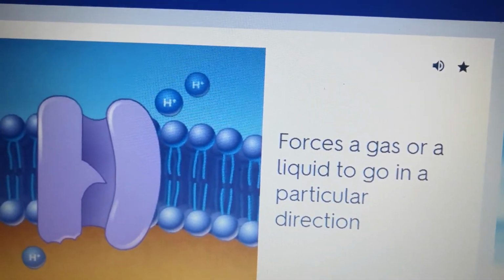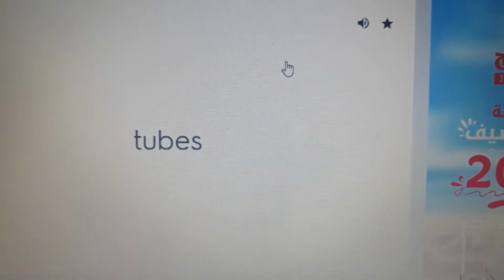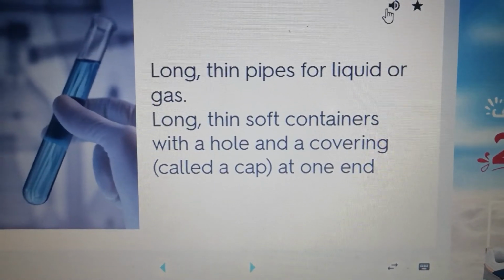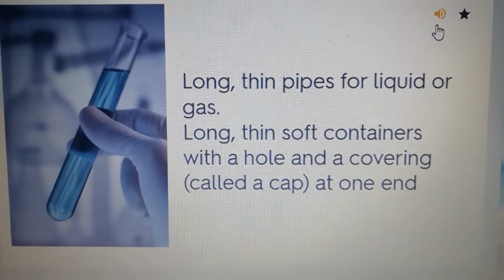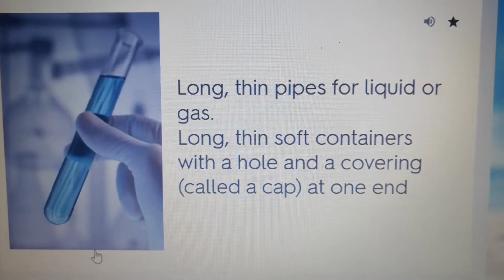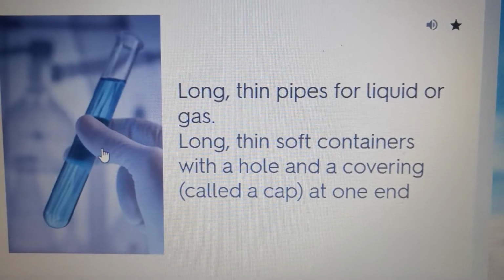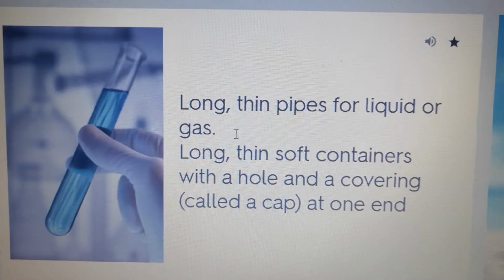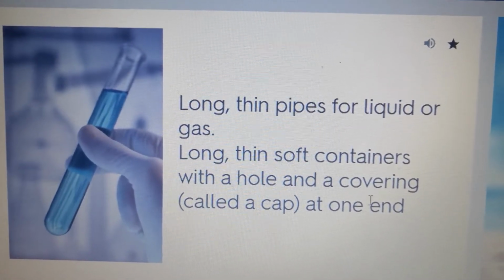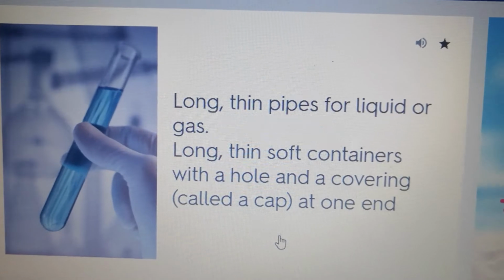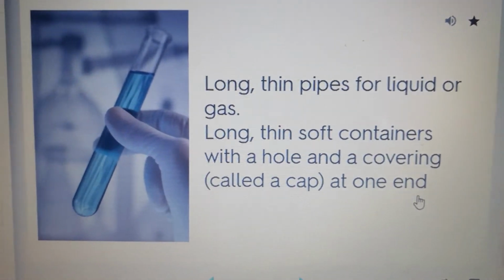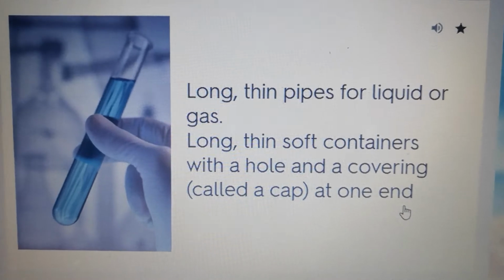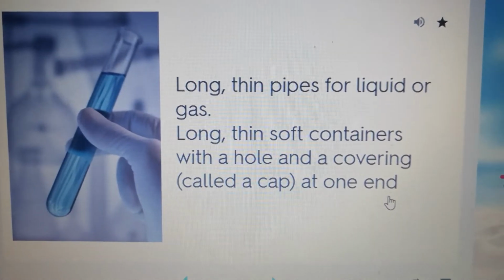Next word. Tubes. What is tubes? Long, thin pipes for liquid or gas. Or long, thin, soft containers with a hole and a covering at one end. We can usually find this in the laboratory. It's a long, thin pipe for liquid or gas, or a long, thin soft container with a hole and a covering called a cap at one end. This is usually used by scientists inside the laboratory to make their scientific studies.